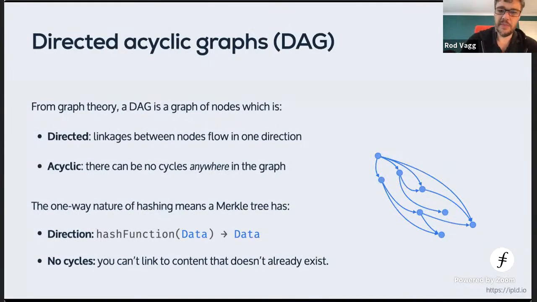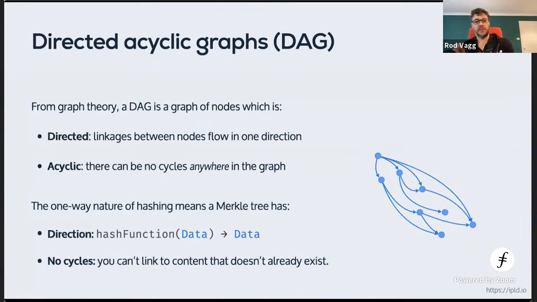A DAG is something you might have encountered in Filecoin documentation, but we use this term a lot. It's directed acyclic graph. It comes from graph theory, not necessarily to do with content addressability, but it's a useful concept. So what it really means is you have a graph of nodes. It's directed, so there's directionality to all of the links. So in graph theory, you can have bidirectional graphs as well. A DAG is directed, so the links only go one way. And it's acyclic. There's no possibility of cycles within the graph. So you can't link from a later node back to an earlier node.